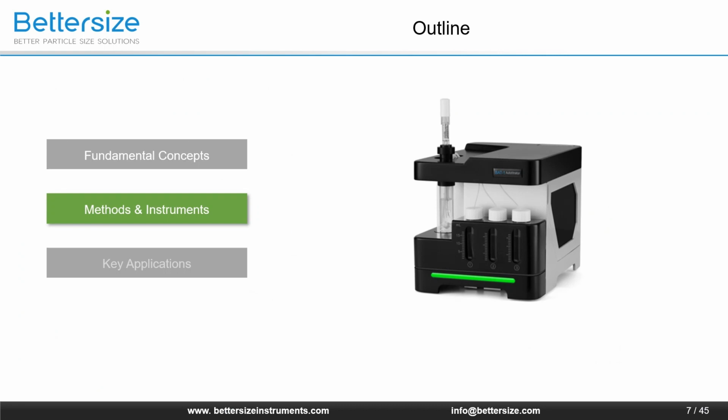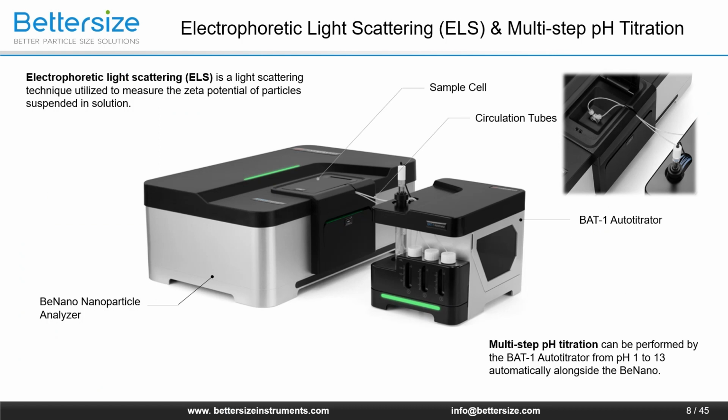So, what method and instrument can help us obtain this useful parameter? The answer is the electrophoretic light scattering technique plus multi-step pH titration. ELS is a light scattering technique that measures the zeta potential of particles suspended in solution. The BeNano nanoparticle analyzer is the instrument that uses this technique. The BAT-1 Autotitrator is an accessory for the BeNano that is used to perform multi-step titration. It can automatically titrate the sample from any pH to the target pH by a set step size.